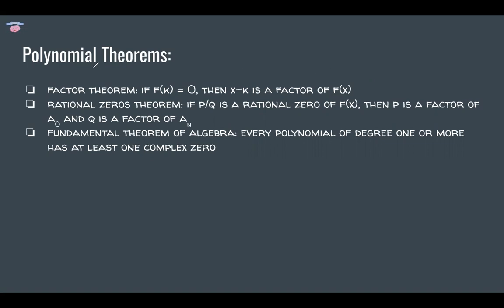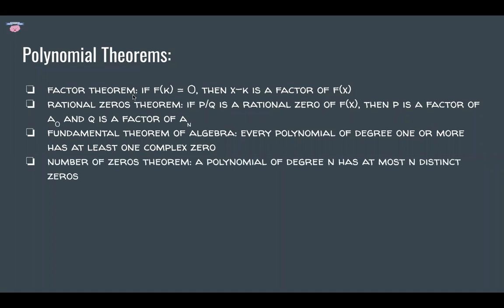Number of zeros theorem. A polynomial of degree n has at most, so note these words, at most n distinct roots. It can have less, but it can't have more. The multiplicity of a zero is the number of times the zero occurs.